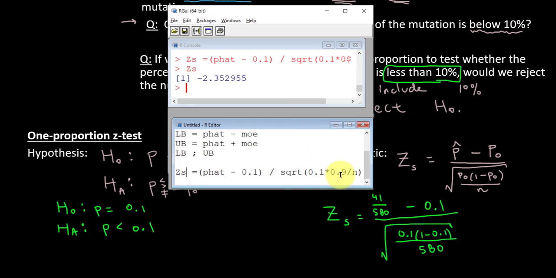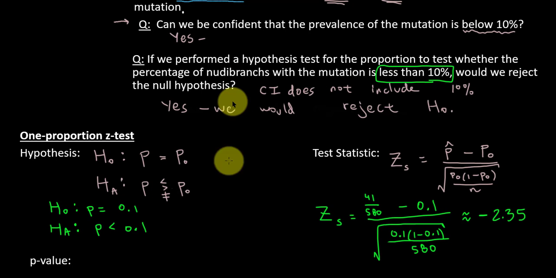Okay, so I typed p hat minus 10%. In the denominator, square root of 0.1 times 1 minus 0.1 over our sample size of n, which was already defined, and our test statistic is approximately negative 2.35. Now we use that test statistic to determine the p-value for this test.